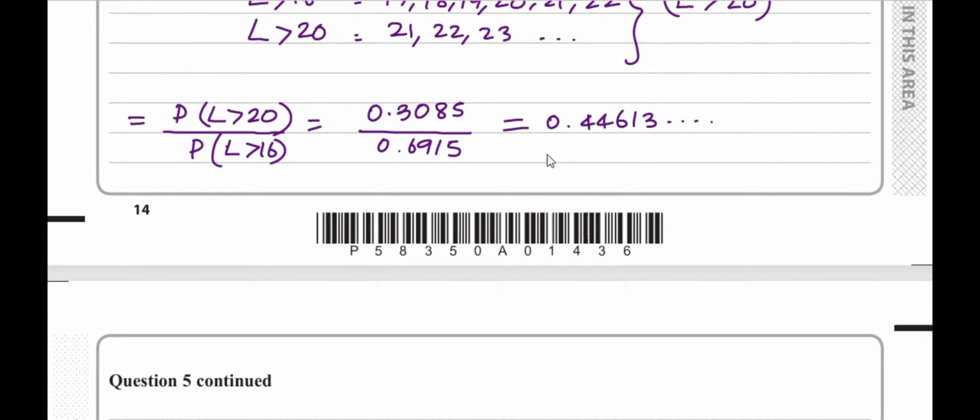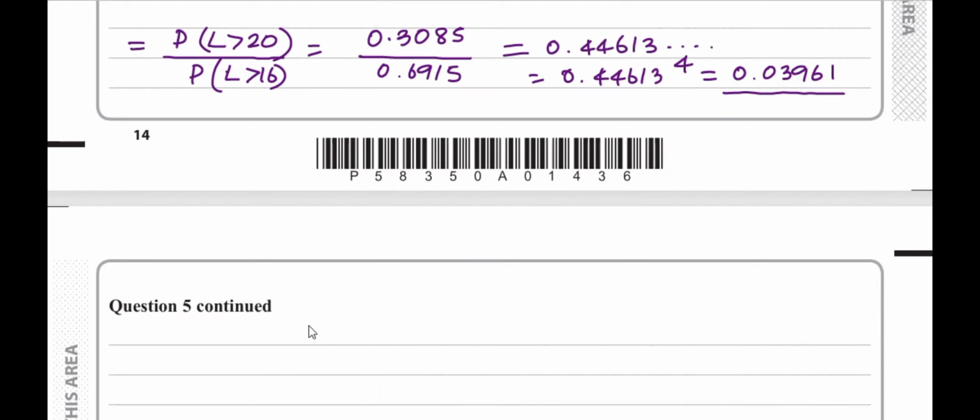That means the probability that she will be able to complete the exam will be 0.44613 to the power of 4. That is equal to 0.03961 and so on. Writing this to 4 decimal places, part B will be 0.0396.